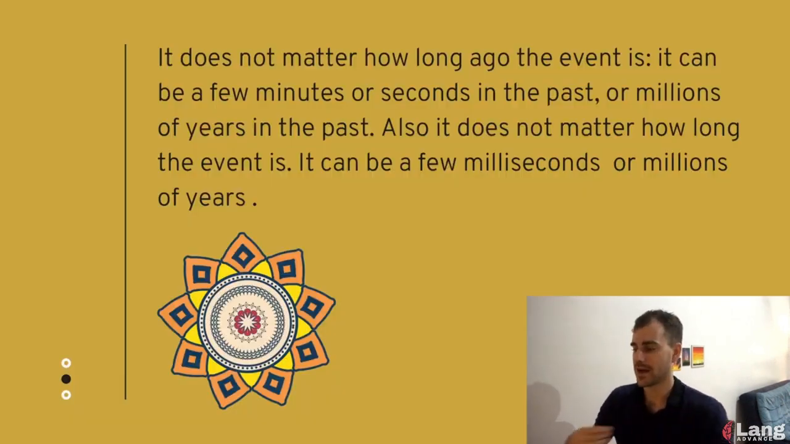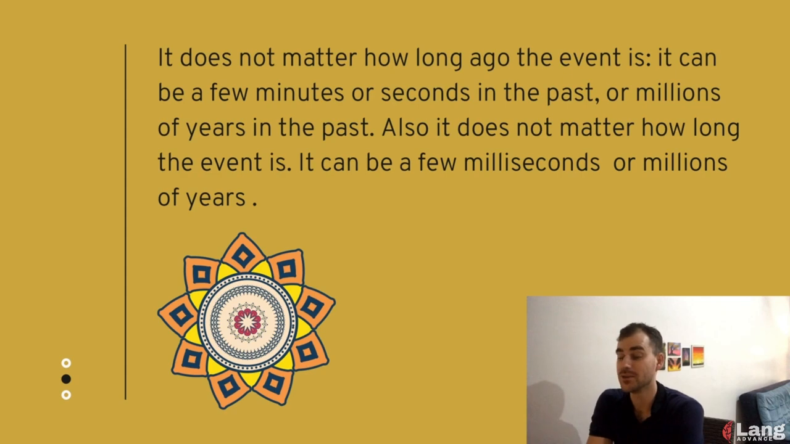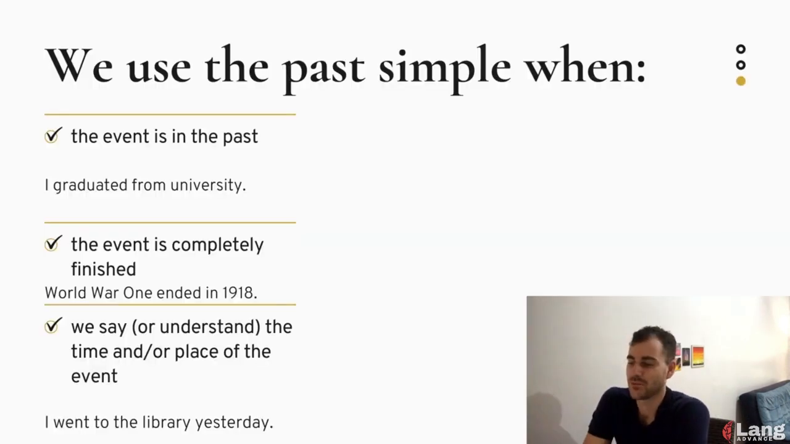It does not matter how long ago the event is. It can be a few minutes or a few seconds in the past, or even millions of years in the past. Also, it does not matter how long the event is. It can be a few milliseconds or millions of years. We use the past simple when the event is in the past.